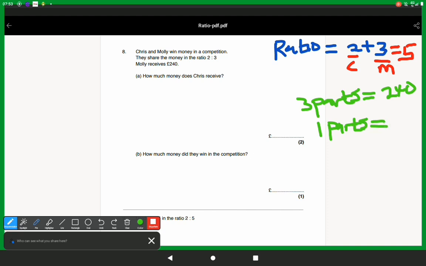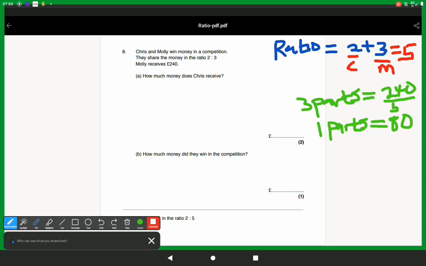If 3 parts equals 240, then 1 part should be 240 divided by 3. Then that will be 80. So if anyone is having 1 part, meaning that if anyone is having ratio 1, then the share should be £80.